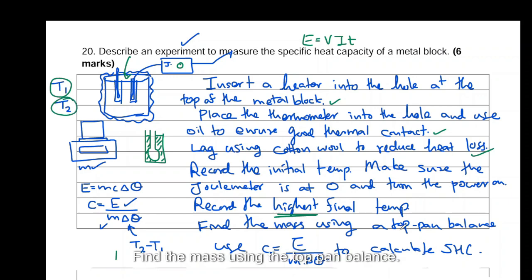Find the mass using a top pan balance. I mean, you can even write that at the very beginning. You actually do it before you heat this up. So use C is equal to E over m delta theta, which is basically a rearrangement of E equals mc delta theta to calculate the specific heat capacity, because this is the joule meter reading. This is the mass that you measure using the top pan balance, and delta theta is T2 minus T1. That would get you 6 marks.